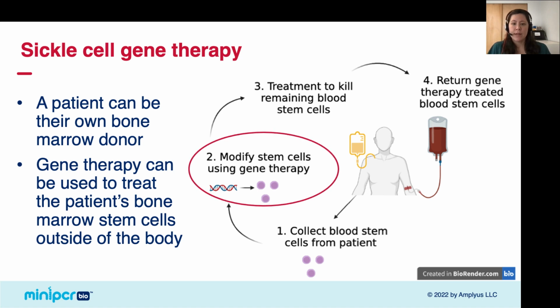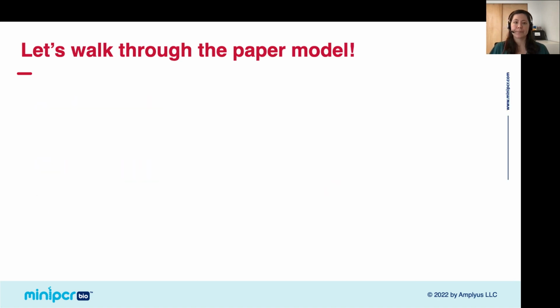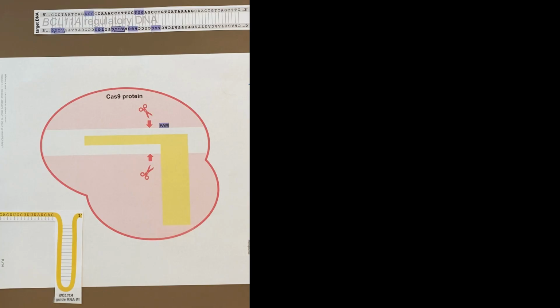This step 2 is the step that we're going to model in the paper model, where scientists use CRISPR-Cas to edit the DNA in a patient's blood stem cells. So now that we have this background information down, let's actually see the paper model in action. The paper model has 3 basic parts: the Cas9 protein, the guide RNA, and a strip of DNA. First, we'll focus on the Cas9 protein. This serves as the base of the paper model.